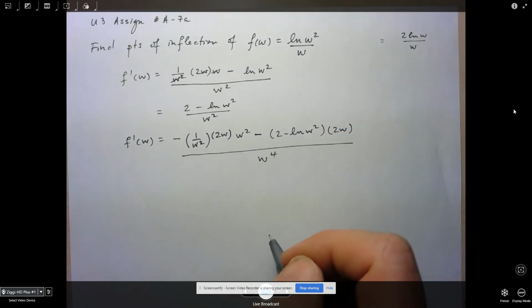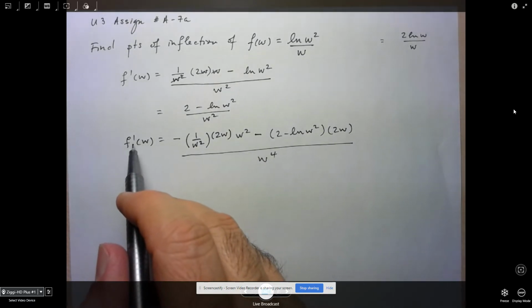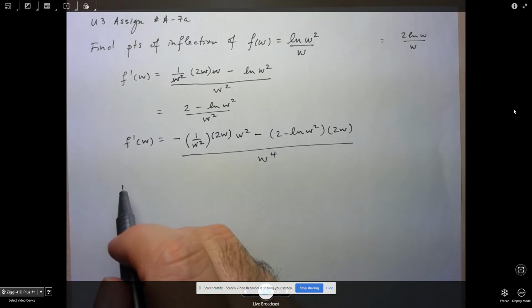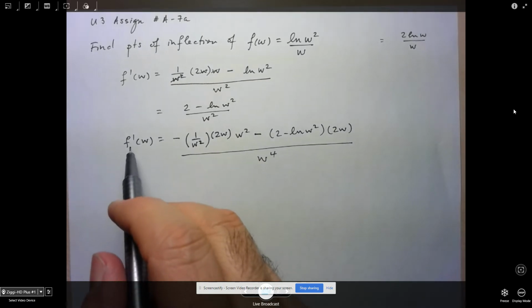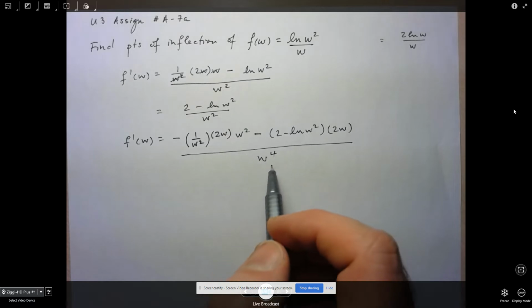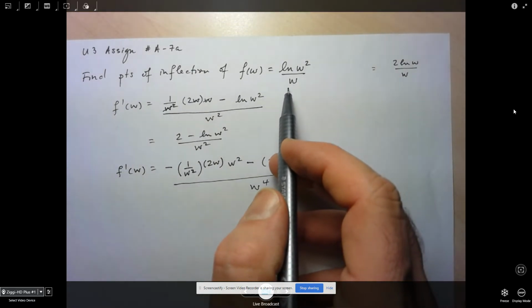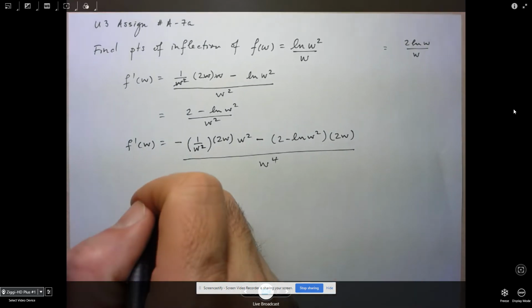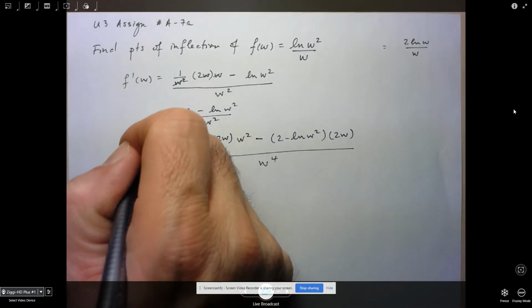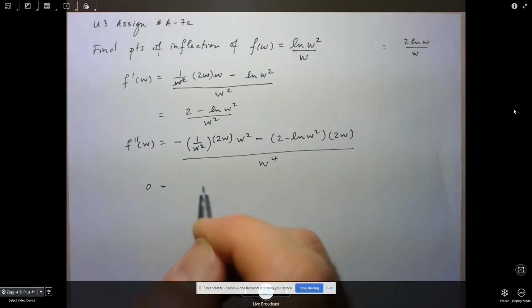Okay, so before I determine where the points of inflection are, I'm going to solve for when the second derivative is equal to 0. I'm not going to bother where it doesn't exist, because it doesn't exist when the denominator is 0, in other words, where w is 0, but w equals 0 is not even in the domain, so it can't be a point of inflection. So I'm just solving for where the second derivative is equal to 0. Okay, so let's simplify here.